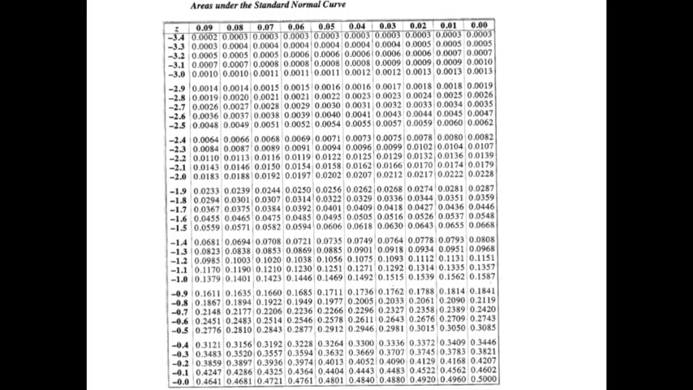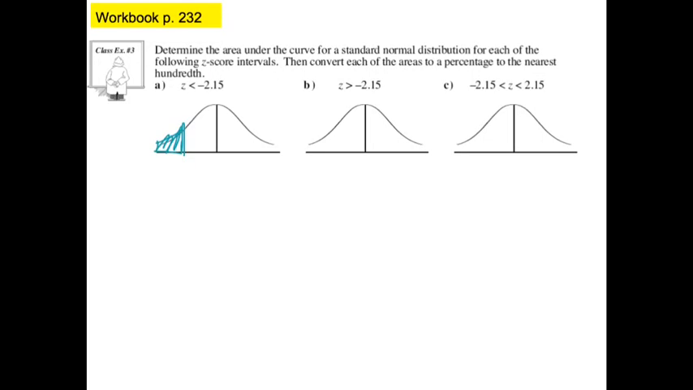What you want to do is find the first two digits on the left side of this table. So that's negative 2.1, and then you're going to find the 5 along the top. So the 5 is right here. You're going to look down, and you're going to look over, and what you're going to find is this area right here. So the area underneath the curve to the left of negative 2.15 is 0.0158. Now if you times that by 100, you'll end up with a percentage, and that's going to be 1.58%.